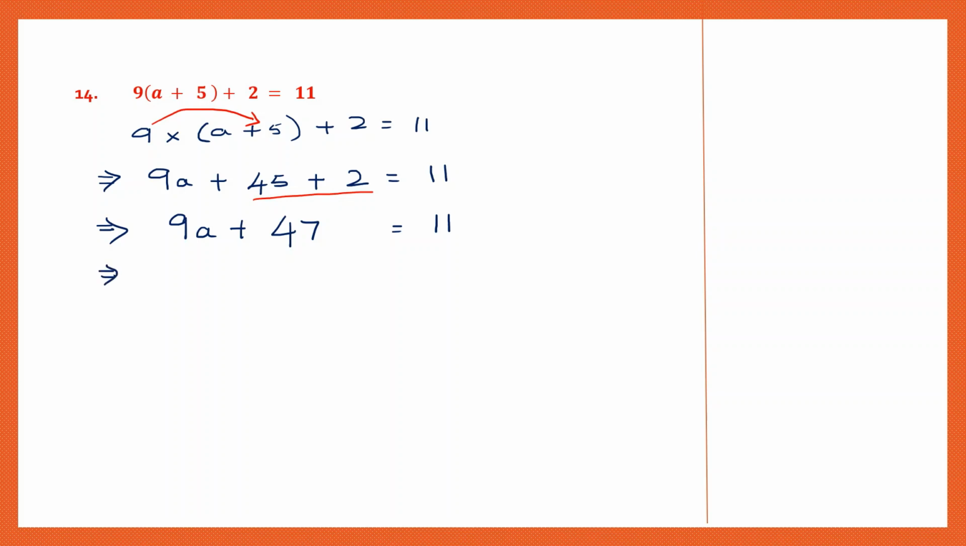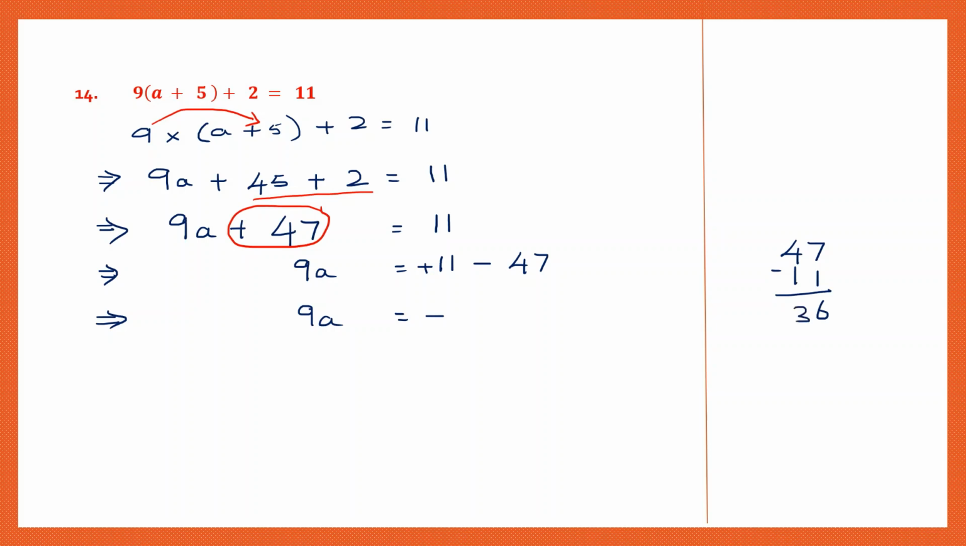So now 9a will be 11, and we transpose plus 47 from the left hand side to the right. It's going to become minus 47. So now 9a is equal to, now let's work this out. This is plus 11 minus 47. Signs are different, so we put the sign of the bigger number and we subtract. So 47 minus 11. 7 minus 1 is 6 and 4 minus 1 is 3. So this is minus 36. So 9a means 9 into a, which is minus 36.